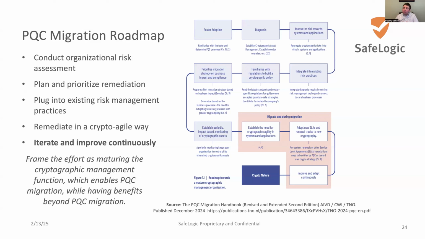If you're thinking, I'm going to do a year of planning and a year of discovery, you're probably not thinking about it the right way, to be honest with you. So think about this as an iterative, agile exercise. And frame it as maturing the cryptographic management function, which will enable your PQC migration, but will also have security benefits beyond PQC migration. And you can actually use those benefits to sell the large organization on doing that.